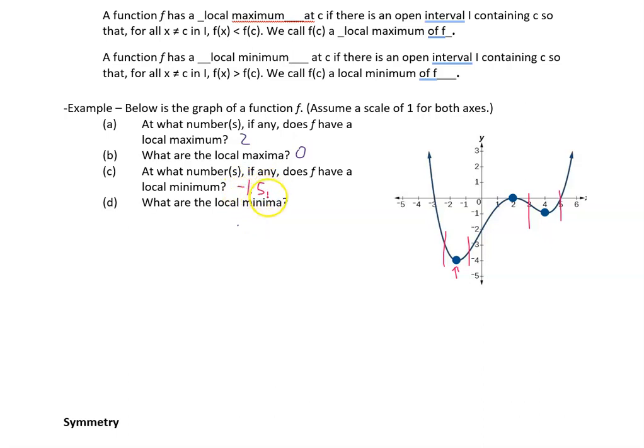And then again, we see over here that it occurs at 4. So this local minimum would occur at 4. So at what numbers does f have a local minimum? At -1.5 and at 4. And then what are those local minimums? Well, remember that that is determined by the y value. So here, the y value would be -4. So we would have a local minimum of -4 at -1.5. And then here, the y value is -1. So we would have a local minimum of -1 at 4.